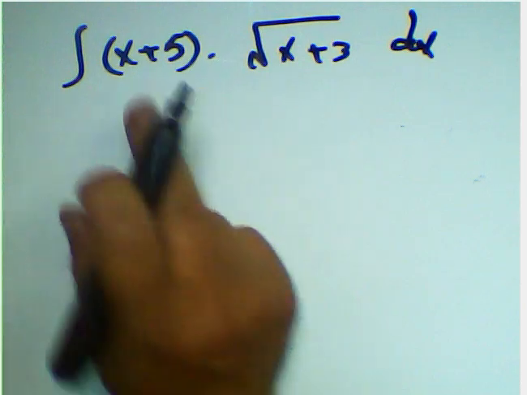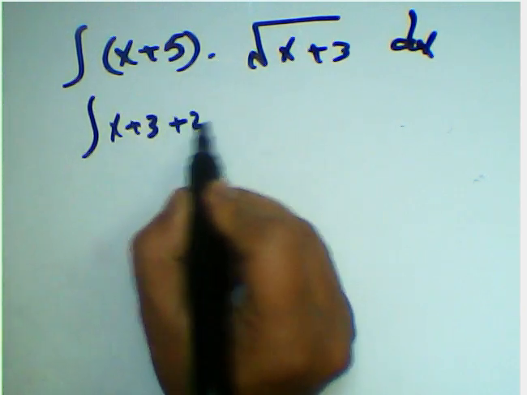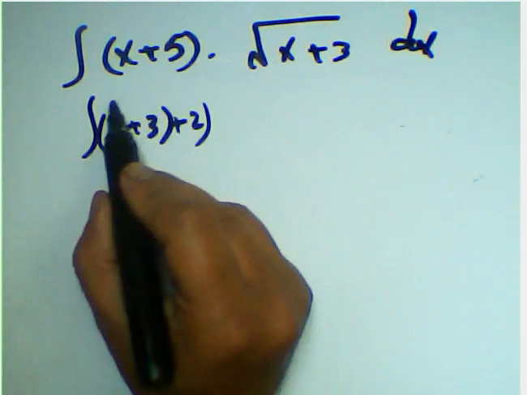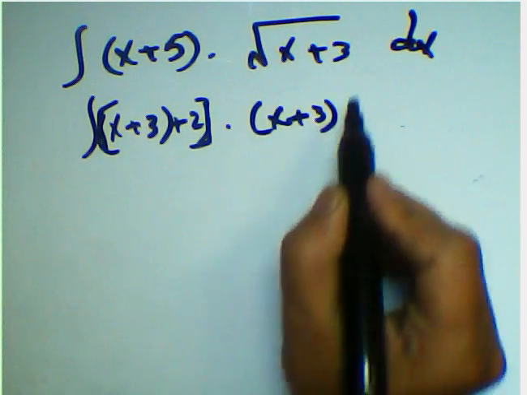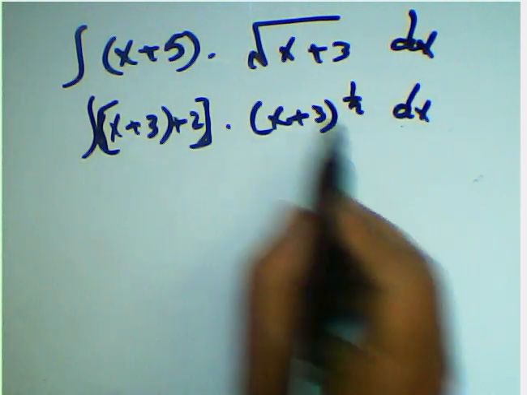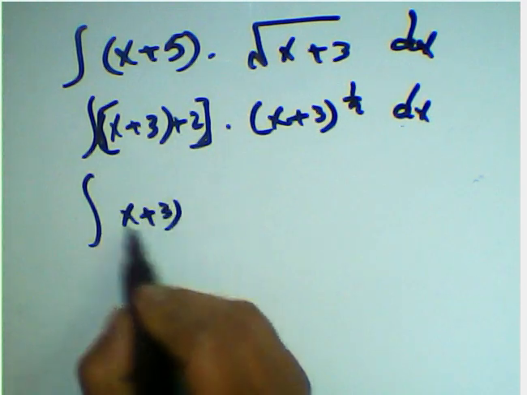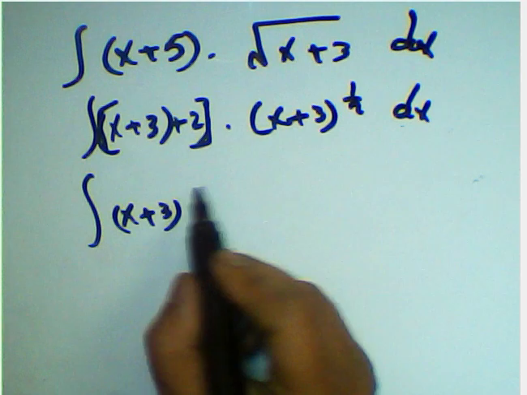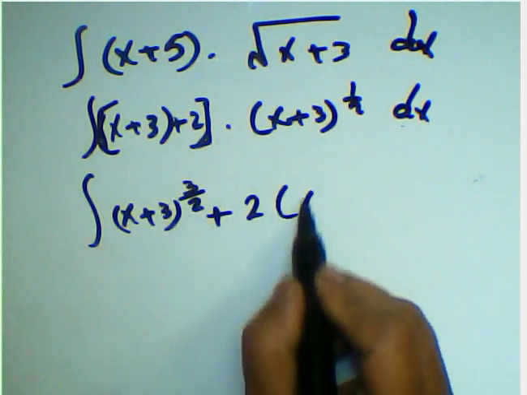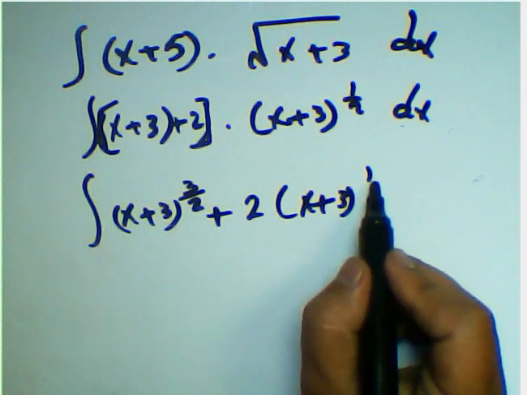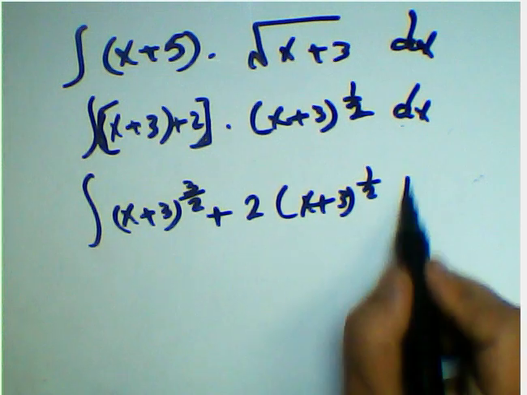First method: we can write x plus 5 as x plus 3 plus 2, multiplied by x plus 3 all power half dx. Using distributive properties, this function multiplied by this function will be x plus 3 all power 1 plus half, equals 3 over 2, plus 2 multiplied by x plus 3 all power half dx.